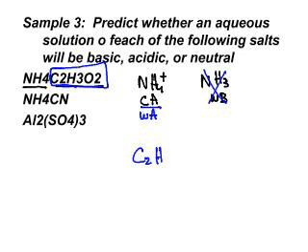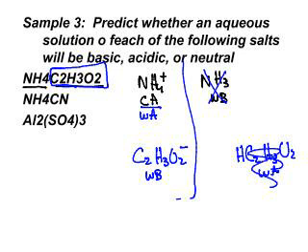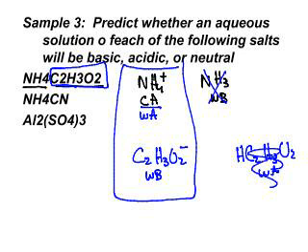So acetate, C2H3O2 negative. His partner would be acetic acid, which is a weak acid. That makes this a conjugate base, a weak base. So what we actually have mixed together is a weak base and a weak acid.